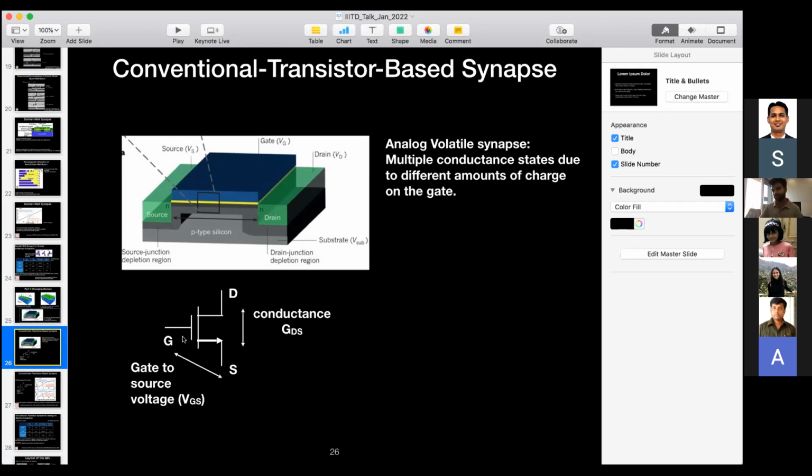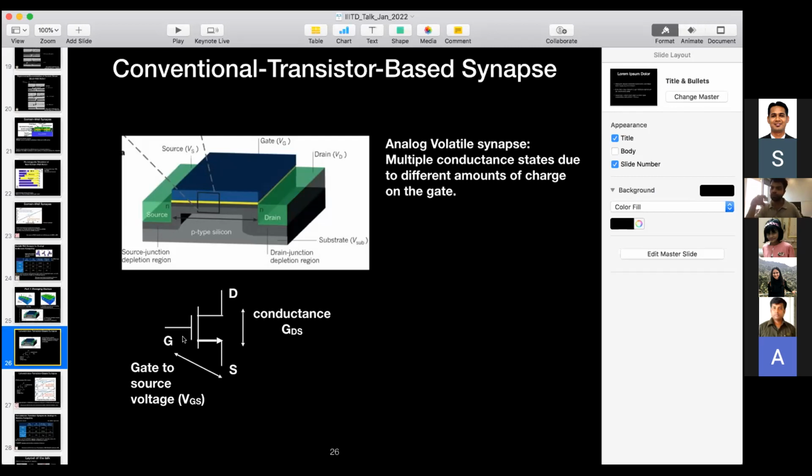Yeah, exactly, the linear region. If you operate the MOSFET in the linear region, you already know that ID versus VDS follows a linear curve, which we call the linear region. Now in this linear region, the slope of ID versus VDS is a function of the gate voltage, right?